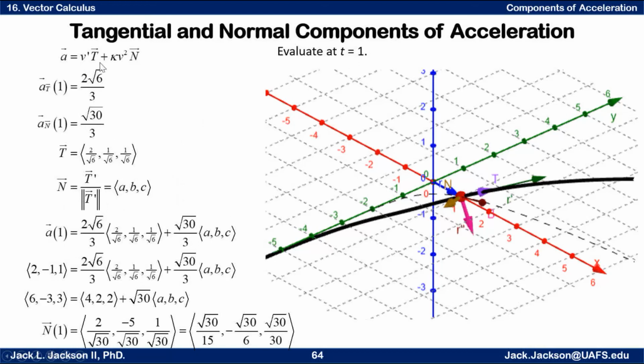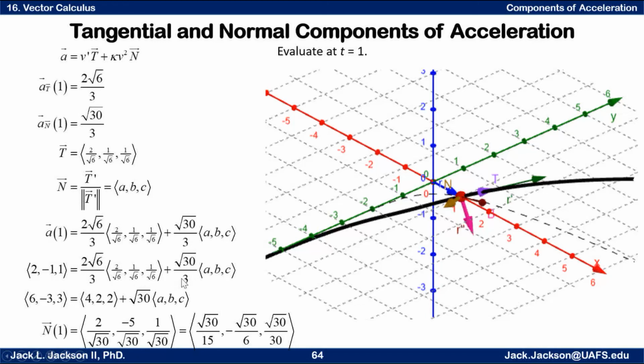I know this acceleration vector at 1, we already know what it is. It's the vector 2, negative 1, 1. And it also has to be this 2 square root of 6 over 3 times the unit tangent vector, which we also know, plus the acceleration component in the normal direction, square root of 30 over 3, times a, b, and c, which are functions of t. I just dropped the of t there. And I just need to solve that vector equation.